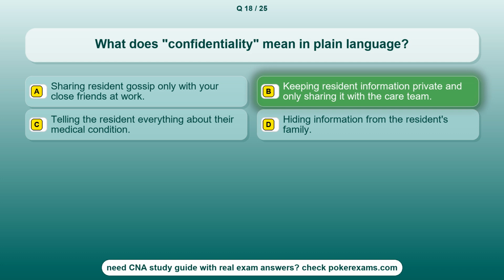The correct answer is option B. Keeping resident information private and only sharing it with the care team.